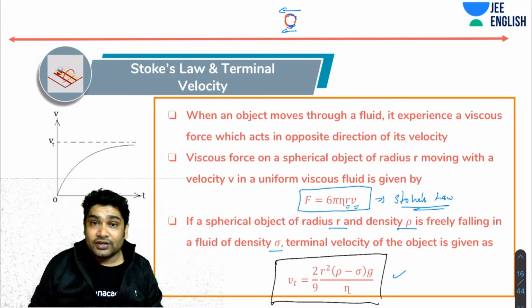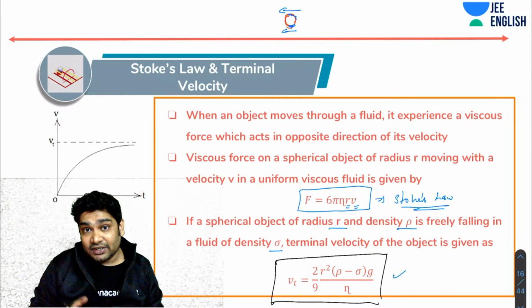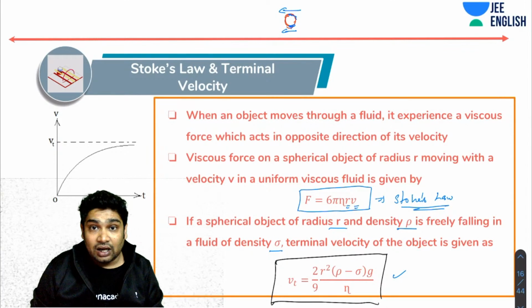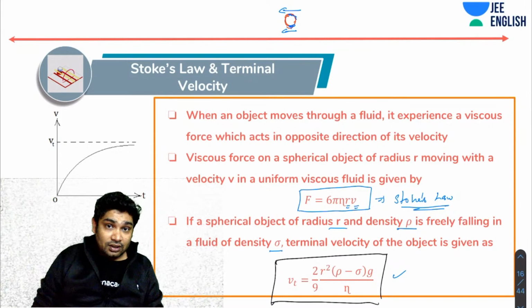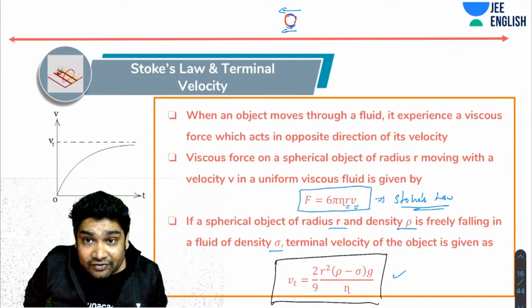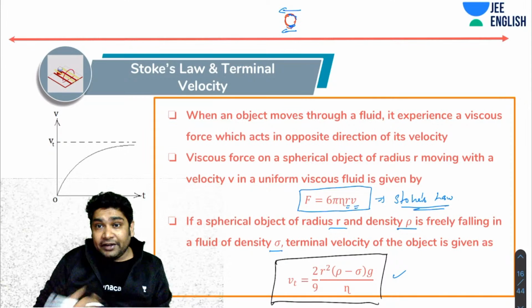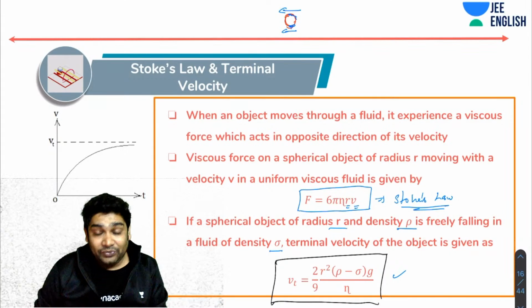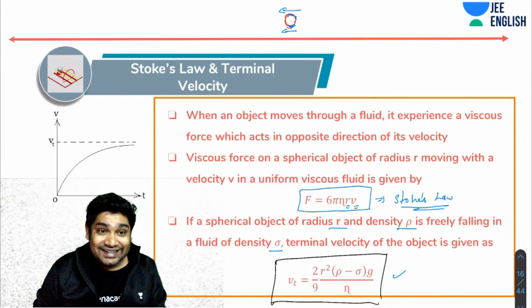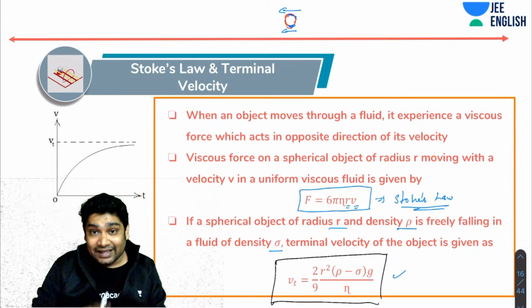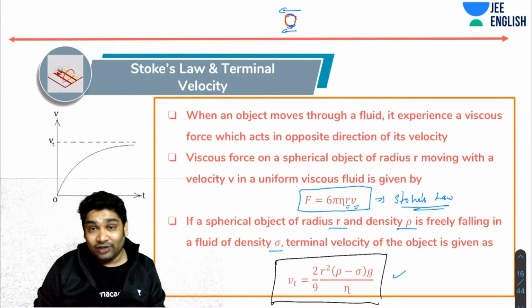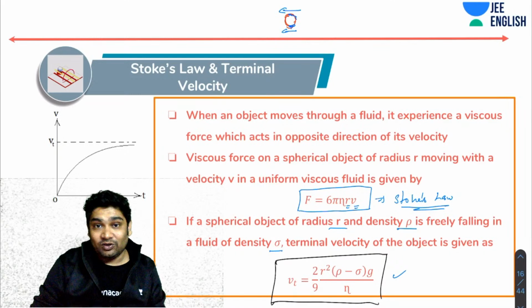So that is the derivation of this expression. Now this expression is very, very important. Most of the questions are asked using this expression. Now you will also realize that if your sigma is less than rho, if the density of the object is less than the density of the fluid, then the terminal velocity achieved would be upwards. Otherwise, the terminal velocity achieved would be downwards.